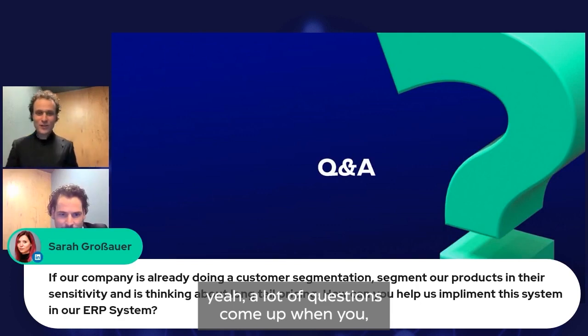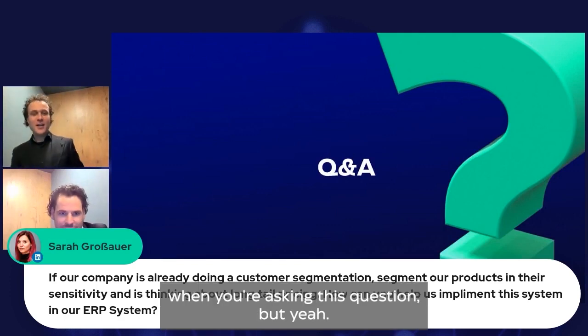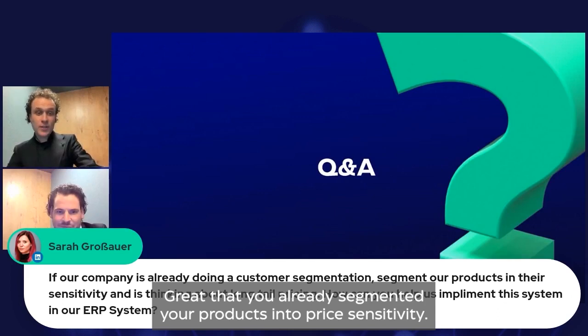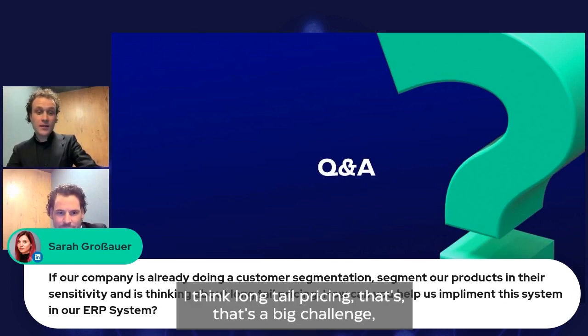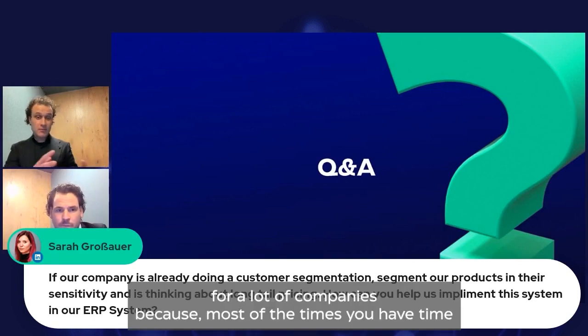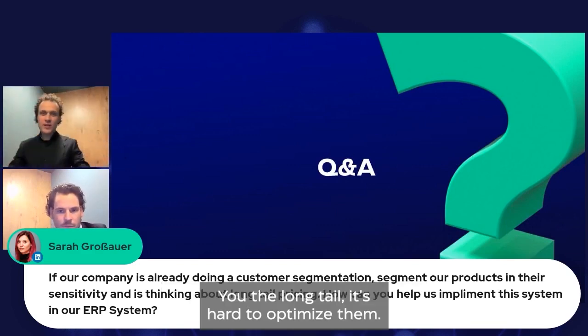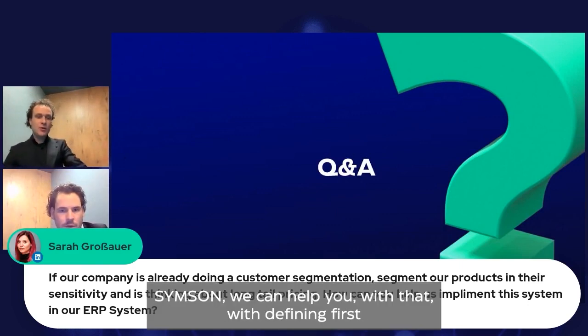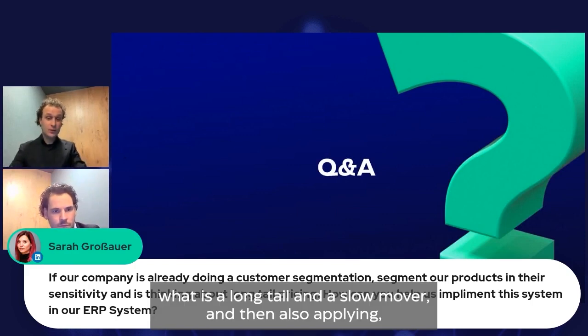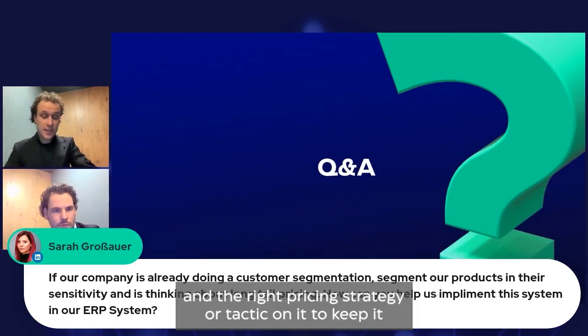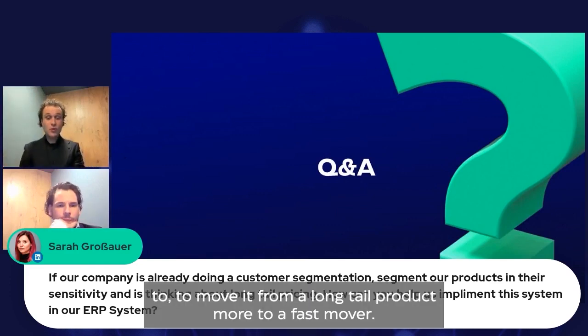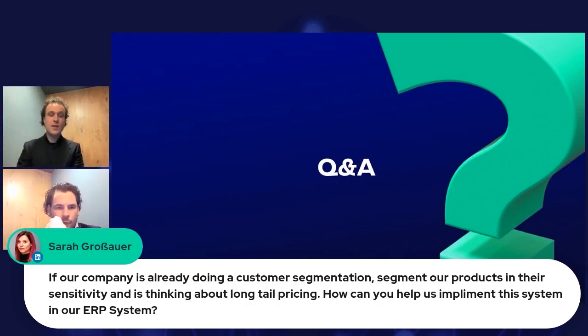Yeah, a lot of questions come up when you're asking this question, but great that you already segmented your products by price sensitivity. I think long tail pricing is a big challenge for a lot of companies, because most of the time you have time to focus on the 20% of the items, and the 80% of the items, the long tail, it's hard to optimize them. However, with SYMSON, we can help you with that, by first defining what is a long tail and a slow mover, and then applying the right pricing strategy or tactic to move it from a long tail product more to a fast mover.